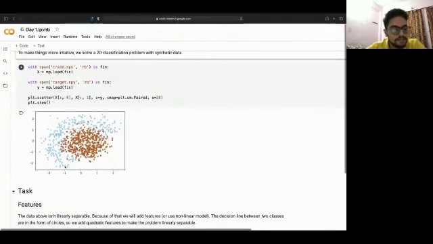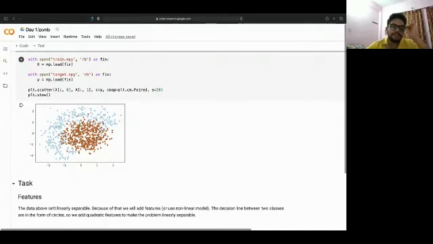Now you can see that this data isn't linearly separable. That means I cannot draw a line and divide the data between the red and the blue. The only decision boundary I see here is some sort of a circle. And I think you might relate to this as well.